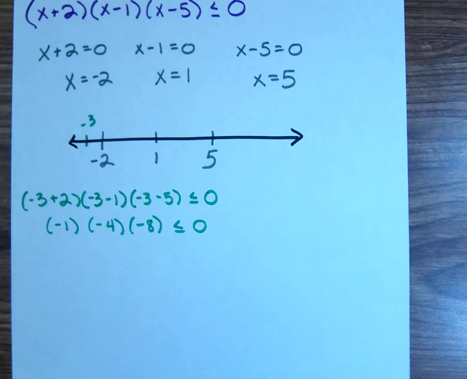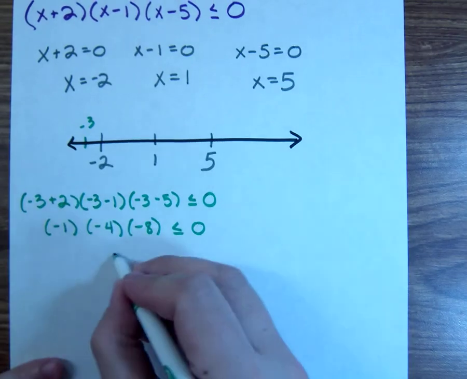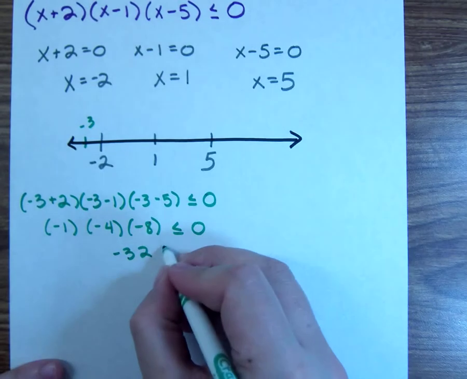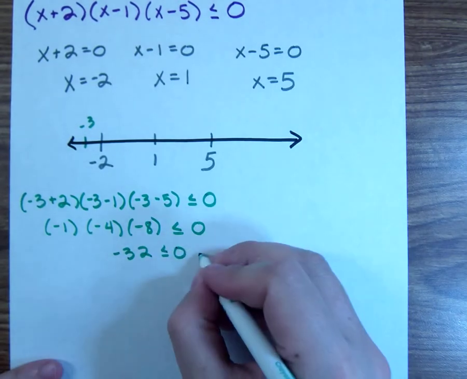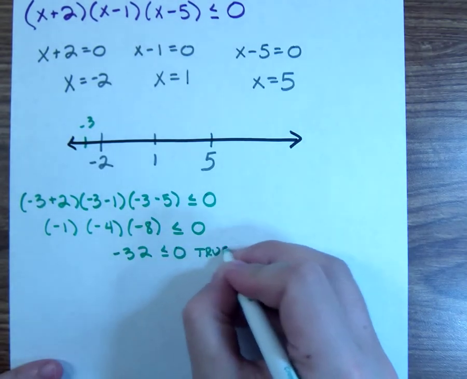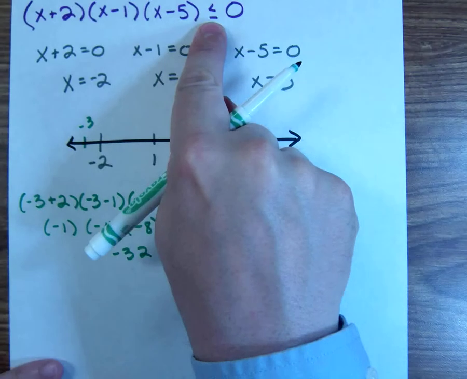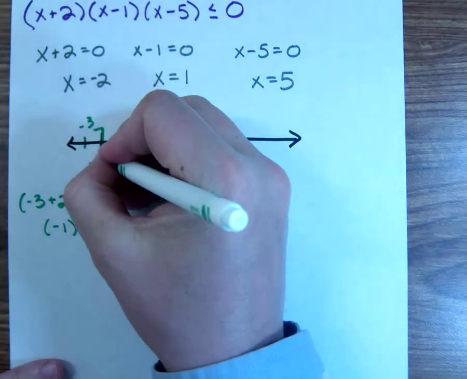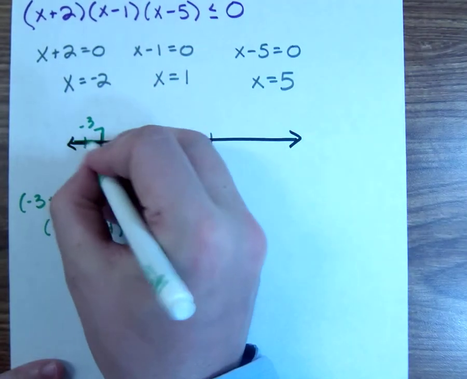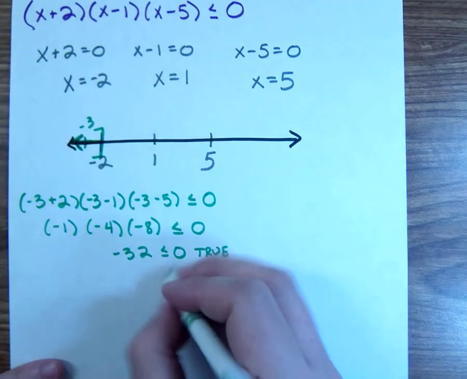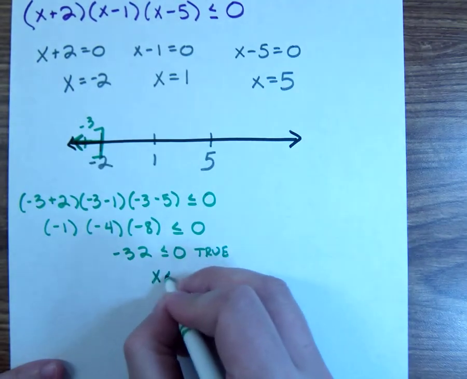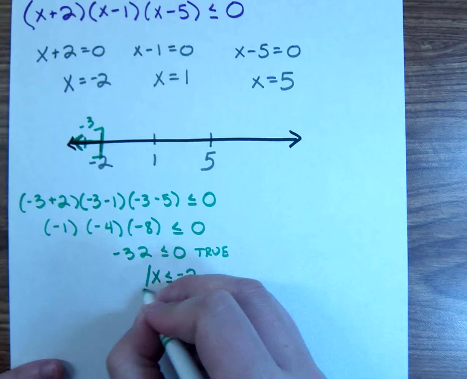A negative times a negative is a positive, and the positive times a negative is a negative. Very well said. The actual number is negative 32, but you don't even need the number if you see that it's going to be negative. That's true. Brackets or parentheses when I mark this? Bracket, because it's got the equal to line. So this little section here is included in my answer. I would write that as x is less than or equal to negative 2.